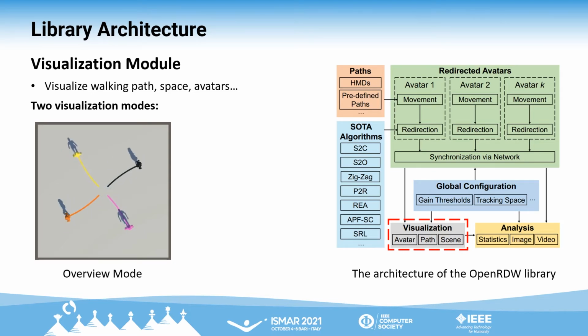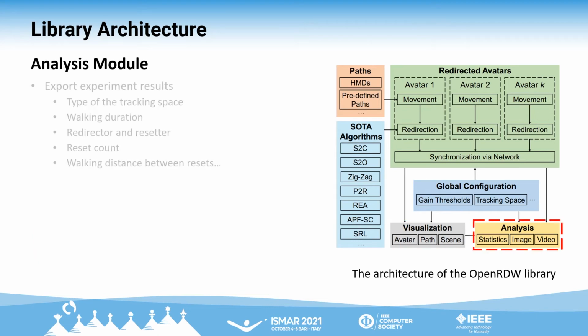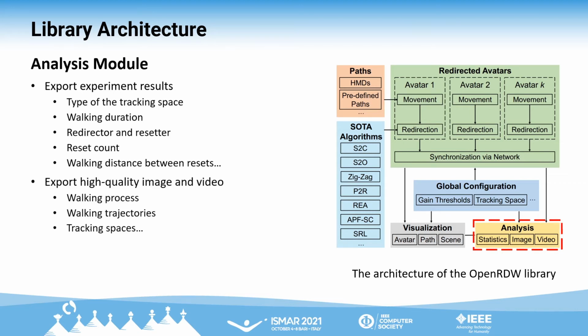Redirected paths of different avatars are highlighted in corresponding colors. In following mode, a user-specified virtual avatar will be followed. The target working paths and redirected paths are highlighted in blue and red respectively, and paths of other avatars are temporarily hidden. In order to analyze the performances of RDW methods under different conditions, diverse information and metrics are recorded by the analysis module. This module also supports high-quality exportation of the simulation process videos and working trajectory images.